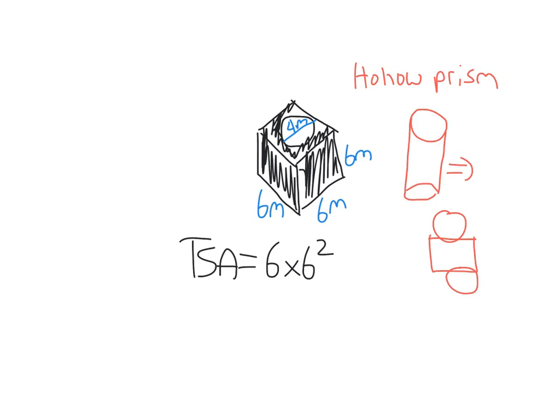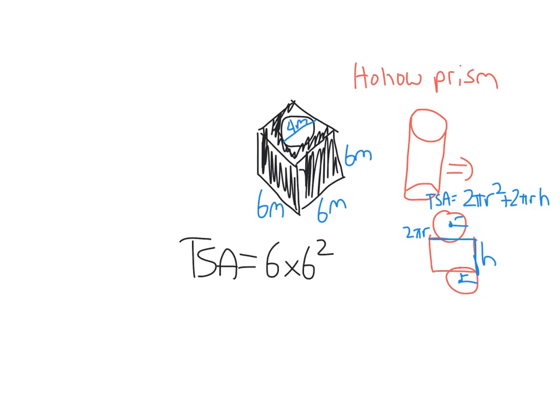So if you have the radius of a circle, remember the area of that is pi r squared, but there are 2 of them. So the 2 circles gives you 2 pi r squared. So the rectangle in the middle, its length is just the circumference of the circle. So that's 2 pi r, circumference of a circle, and its height is just whatever the height of the prism is. So the surface area of a cylinder is 2 pi r squared plus length times width. 2 pi r squared plus 2 pi r h.